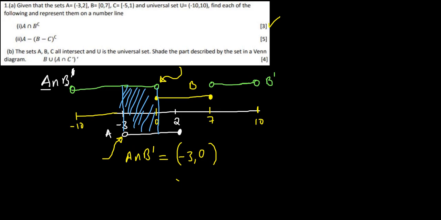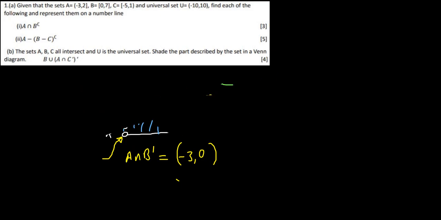So we can now do the second part of the question, which is A minus B minus C complement. Now this one is A minus B minus C with a complement. See, sets are easy, but don't try to write everything at once. It will confuse you. Okay? Move with them step by step.